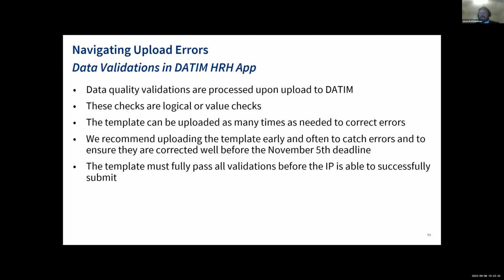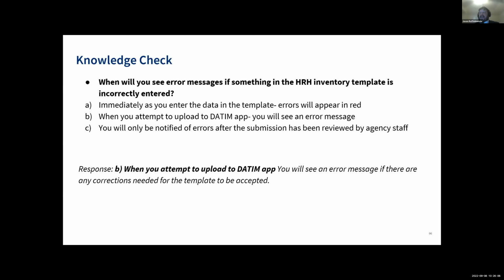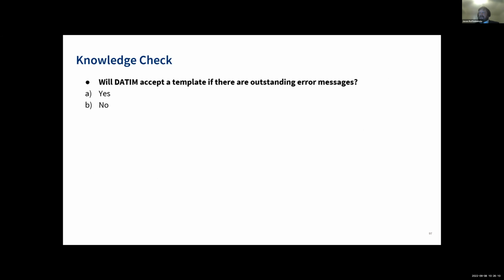So I'll just work through this. When will you see error messages? Is something in the HRH inventory templates incorrect? Will it be immediately when you enter the data? Will it be when you attempt to upload in the data map? Or will you only be notified of errors when someone on the agency staff reviews it? And if we could just move to the answer, Kyle. It is B. When you attempt to upload to Datum in the app is when you will have that error report generated. Yep. Next slide, please.